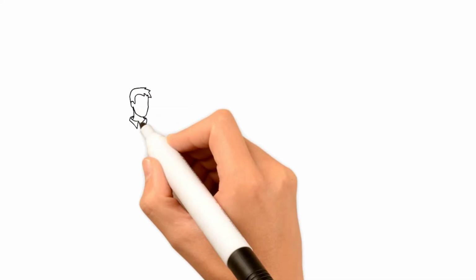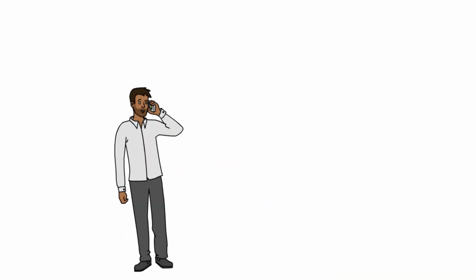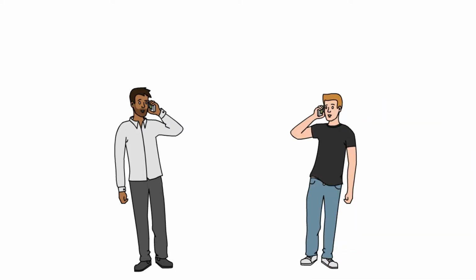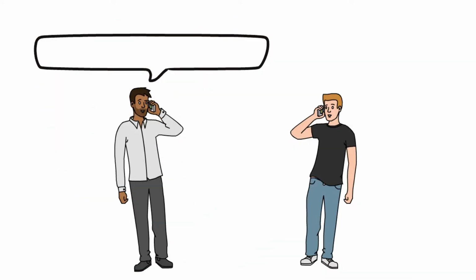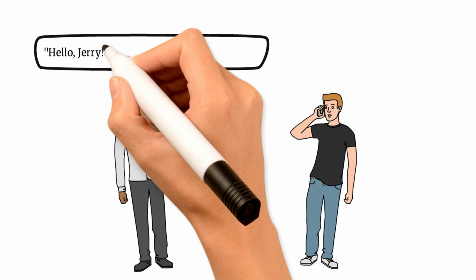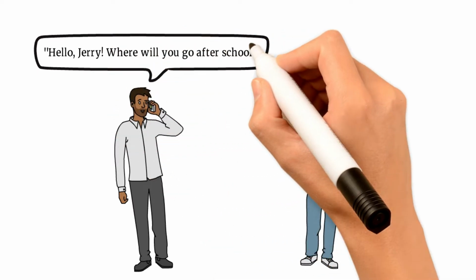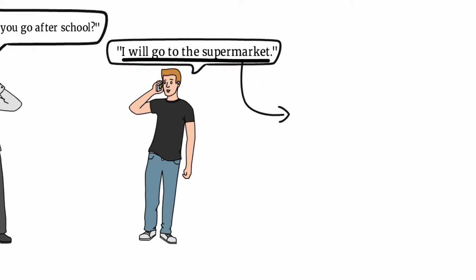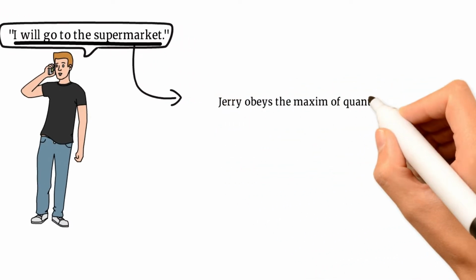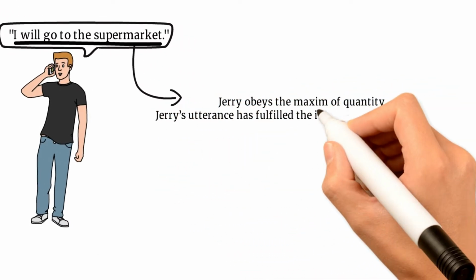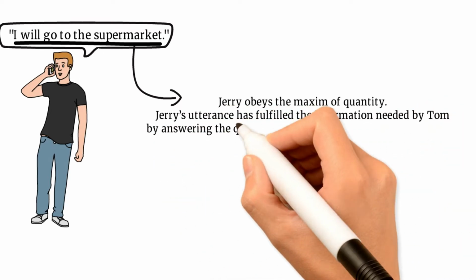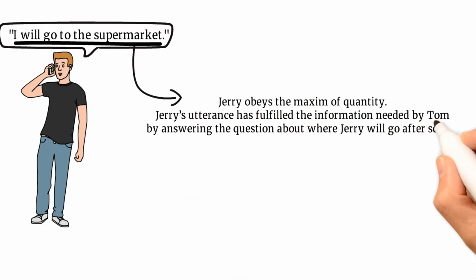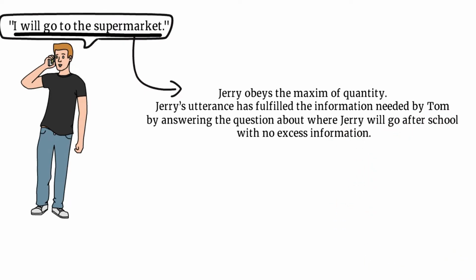For example, there is a conversation between Tom and Jerry. Tom says, "Hello Jerry, where will you go after school?" Jerry answers, "I will go to the supermarket." From the example above, Jerry obeys the maxim of quantity. Jerry's utterance has fulfilled the information needed by Tom, answering the question about where Jerry will go after school, with no excess information.